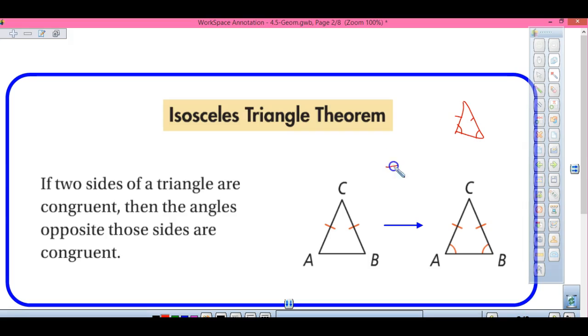If it's drawn this way, oh, that's not how I wanted to draw it. It hates me. I have no idea.